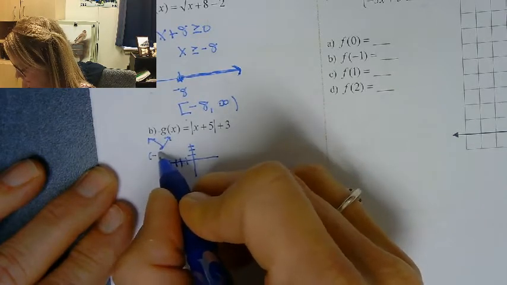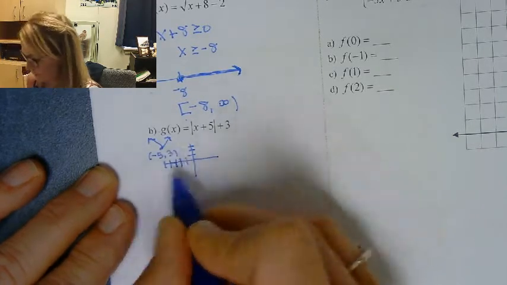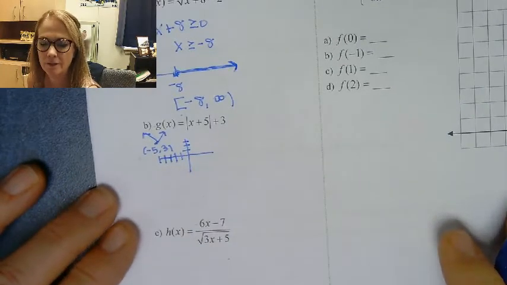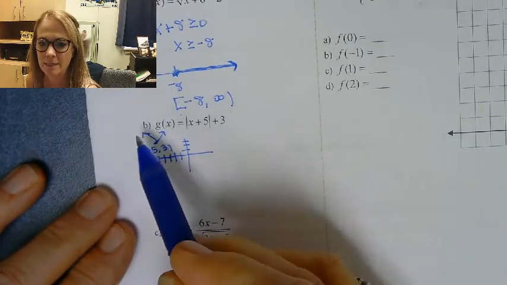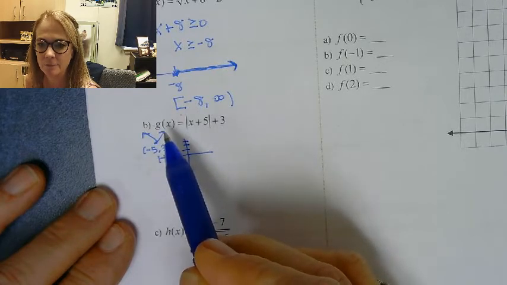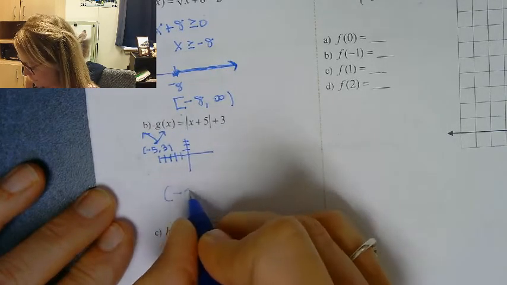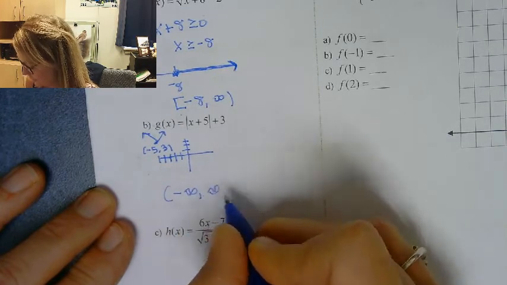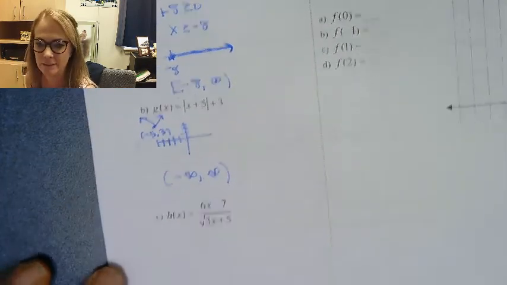That's -5, 3, that's a point right there. So looking at the domain, this arrow here means infinitely left, and this arrow here means infinitely right. So our interval notation of our domain would be -infinity to infinity.